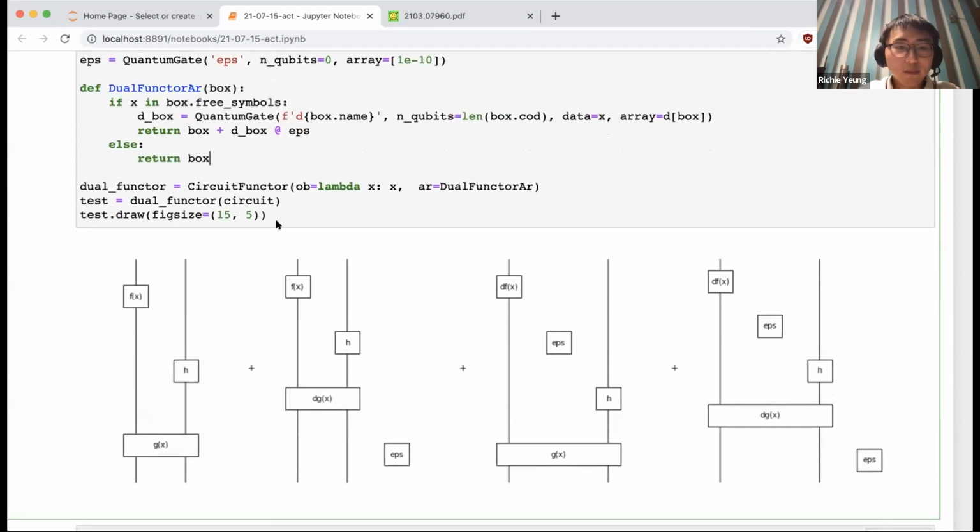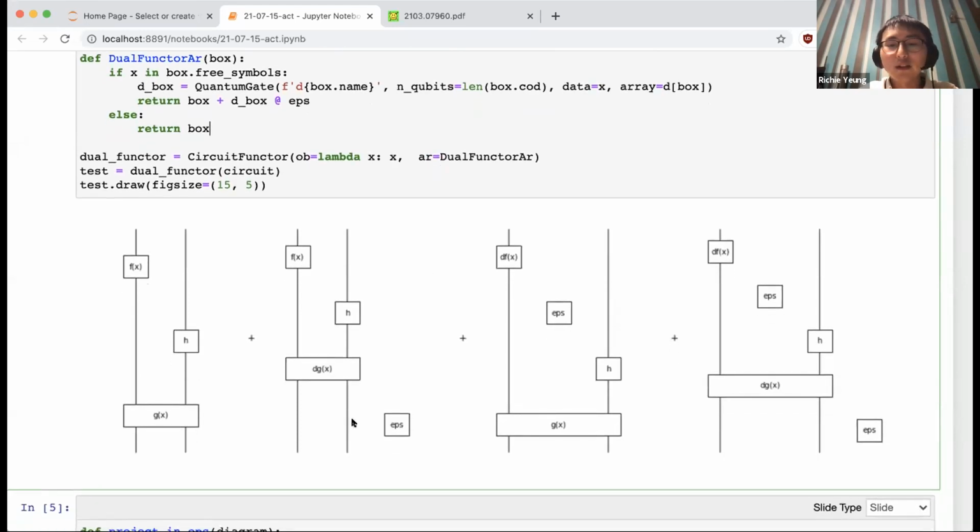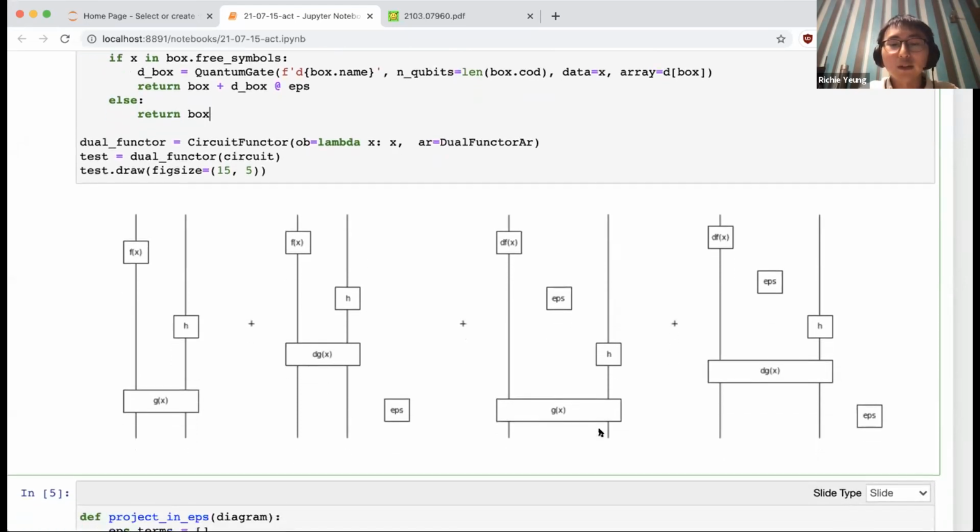Okay. So if you do all of this, you get a functor, and then you apply it to your diagram, and you will get something like this with 4 terms. And as before, the real component gives you the original diagram. And if you look at the right-hand side term, it contains 2 epsilons, so that equals 0. We need to remove that later. But if you look at the 2 middle terms, that corresponds to the derivation.